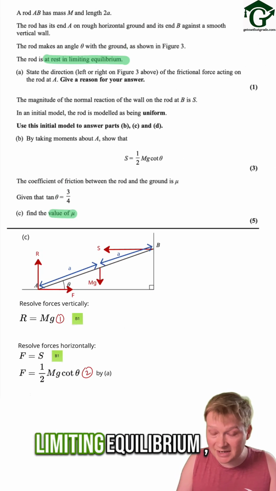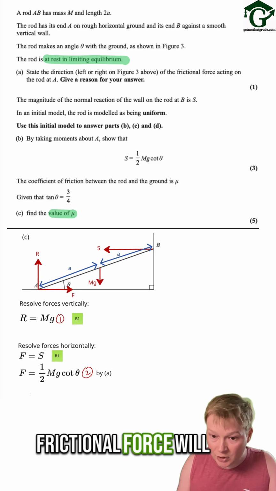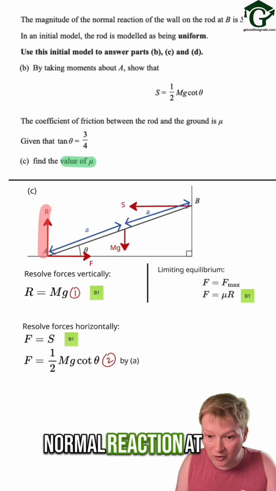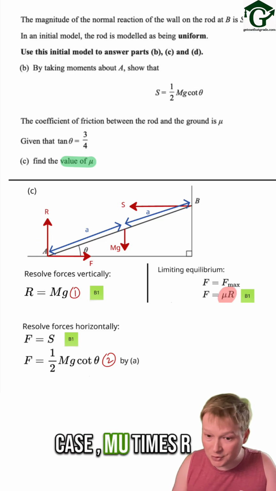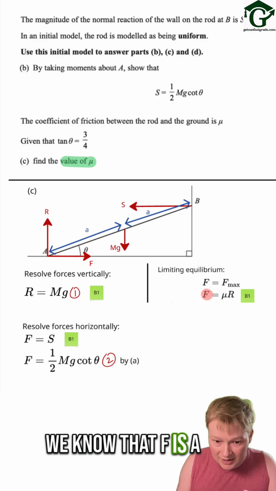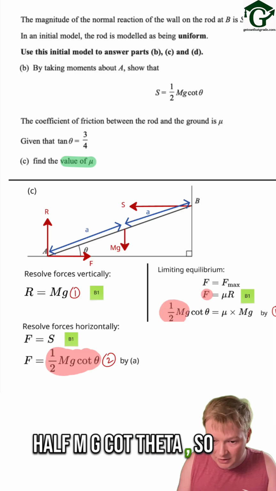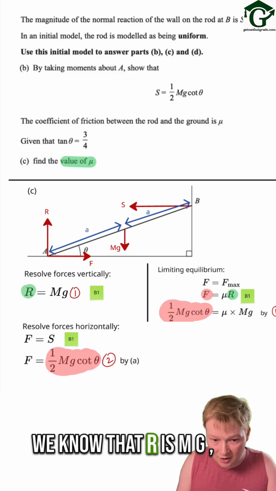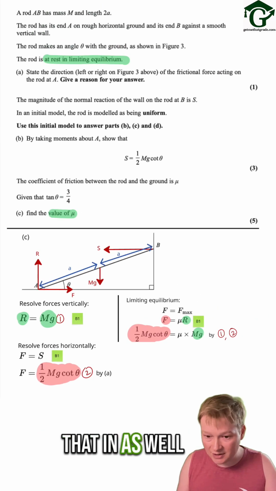Finally, because we're in limiting equilibrium, we know that this frictional force will be at its maximum value. And there's a formula that you should know for that. It's mu times the normal reaction at that point. In this case, mu times R. We know that F is 1/2 mg cot theta. So we can substitute that in here by equation 2. And by equation 1, we know that R is mg. So we can substitute that in as well.